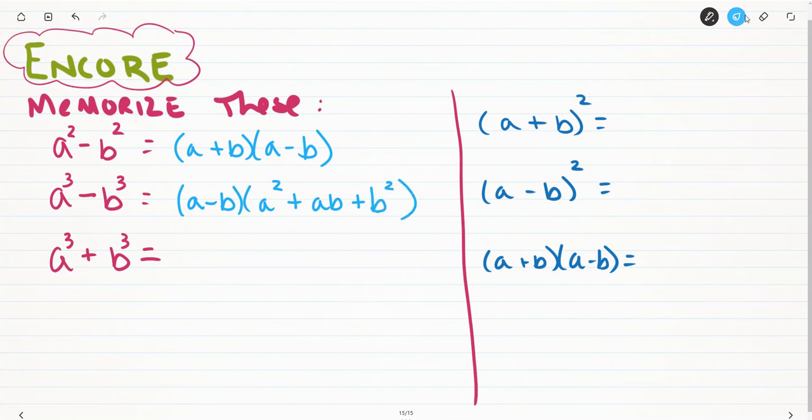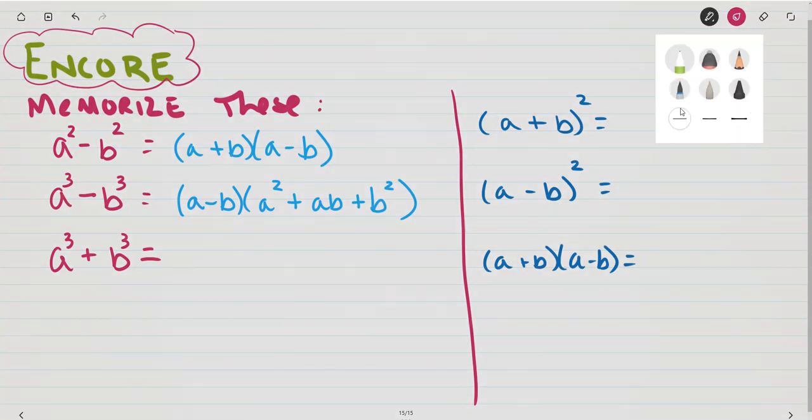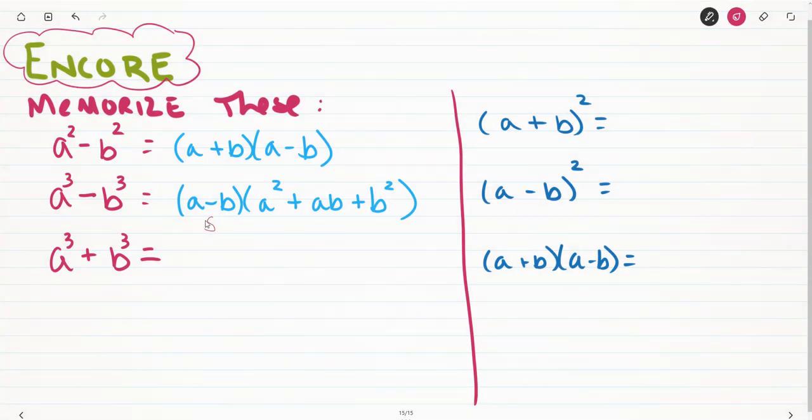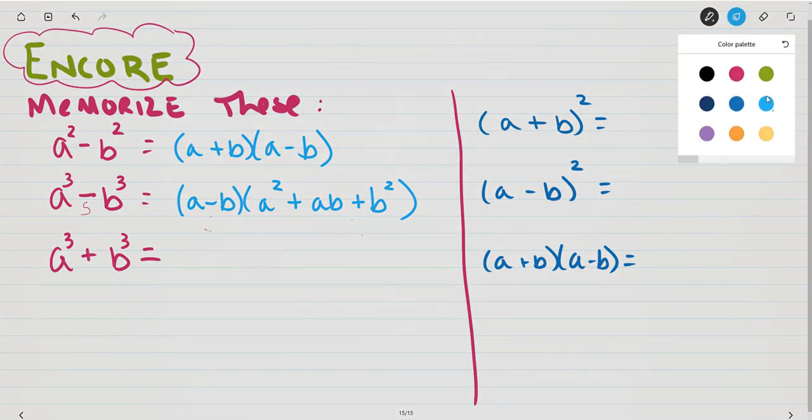Now, you may have remembered this in the past by using an acronym, SOAP. The first sign is the same as the sum or the difference. Since this is a difference, we start with a difference, so the same. And then this next sign is going to be the opposite of this. So since this first one was a subtract, the second one will be add. And then always positive. Spells SOAP. Same, opposite, always positive. So you may have memorized this pattern using that mnemonic.